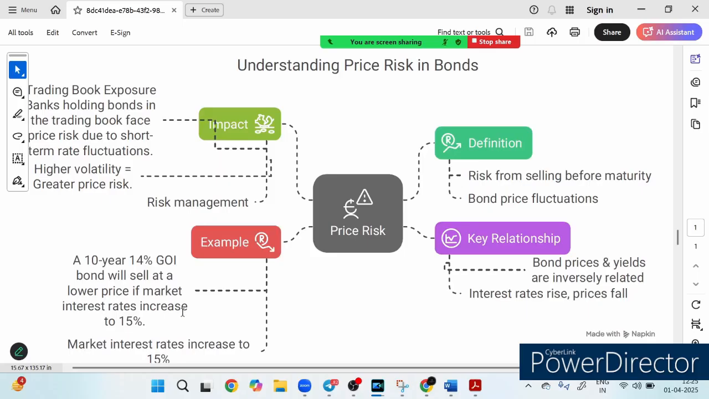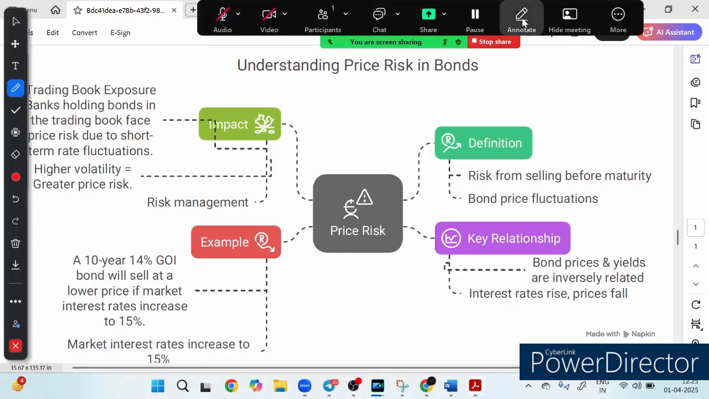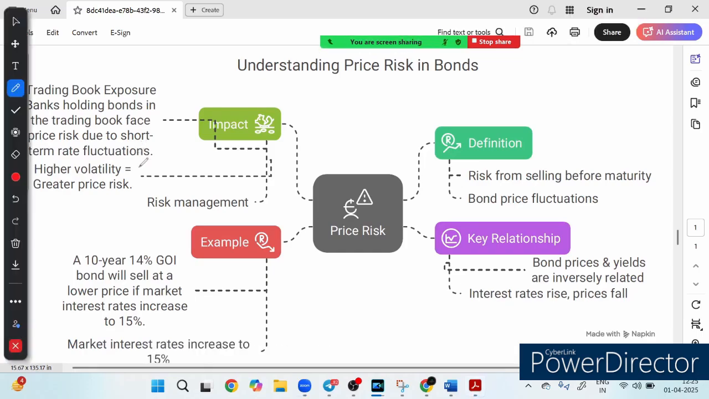Let's break it down. First of all, let's go through the definition of price risk. So here on the left side you see the definition. Price risk is the risk of bond price fluctuation due to change in the interest rate. Suppose interest rate gets changed, obviously bond price will fluctuate, and this risk is called price risk, right? Remember, bond price and interest rate move in opposite directions. Suppose interest rate increases, then what happens? Bond price falls. If interest rate decreases, bond price rises.